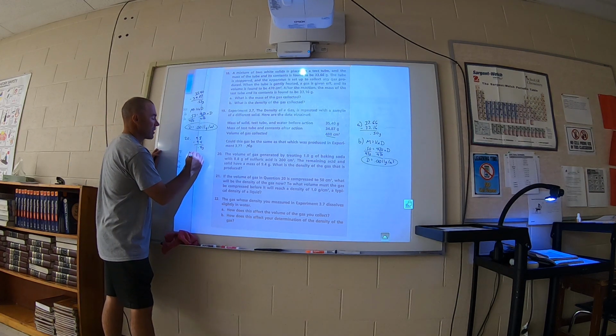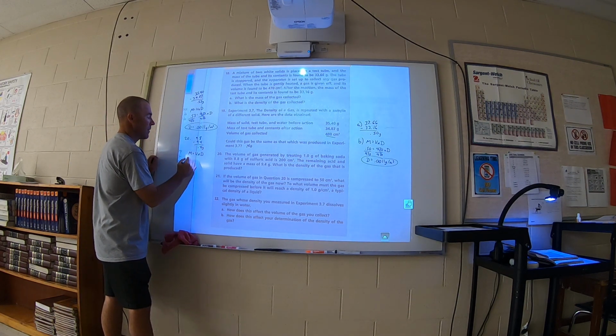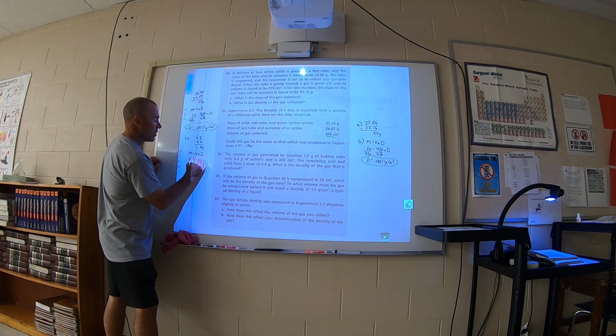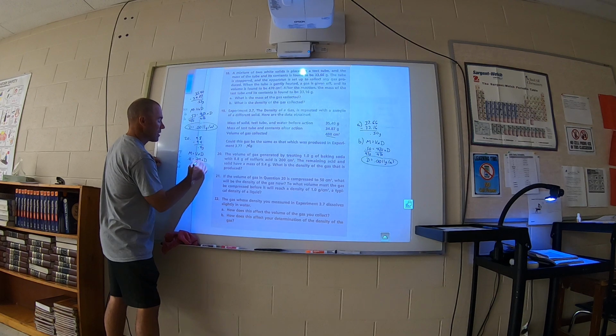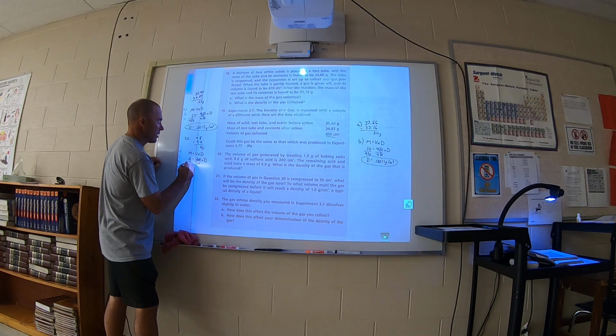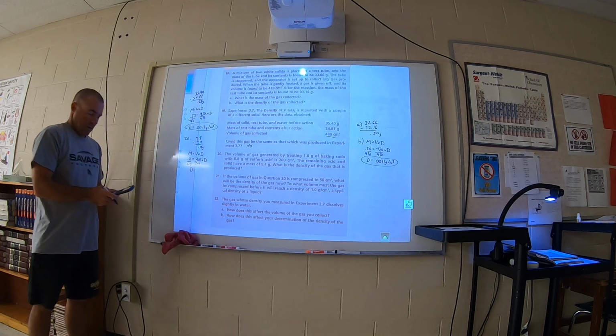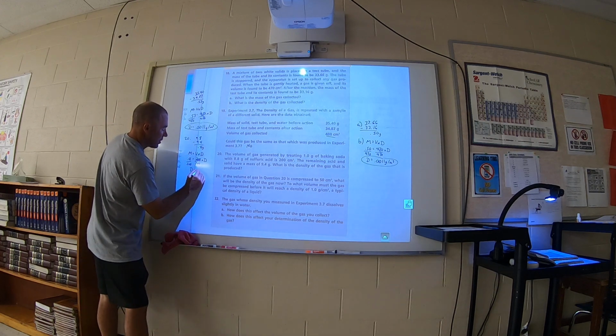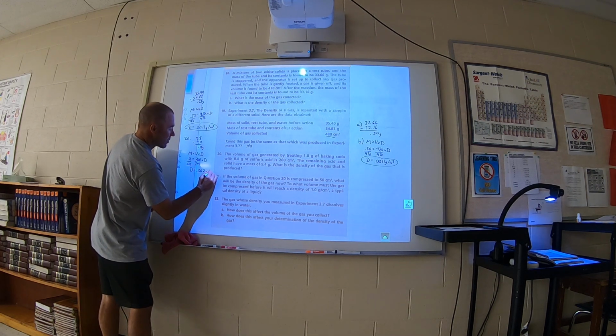To find the density, we use this. Mass is equal to volume times density. So 0.4 is equal to 200 times D. Divide both sides by 200. And you get the density is 0.002 grams per cubic centimeter.